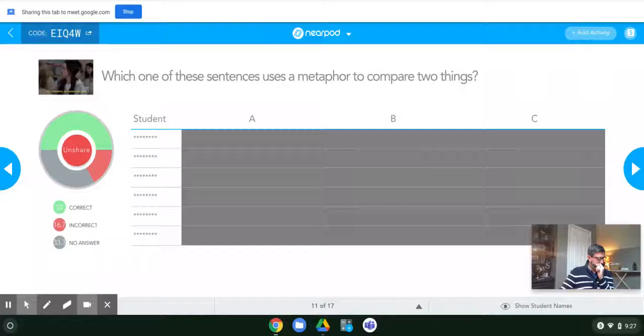I don't see it. It's not letting me click the button. Can you scroll down and see? You see a big pie that's green and red and gray? Yeah. Can you scroll? Correct, incorrect, no answer. My little brother was lazy, correct. My little brother was a couch potato, correct. My little brother is lazy, and I don't know.